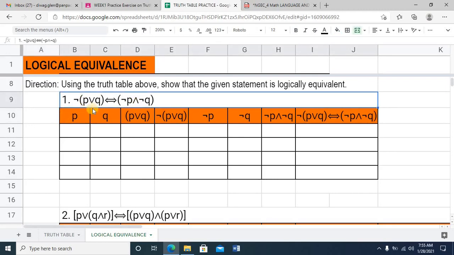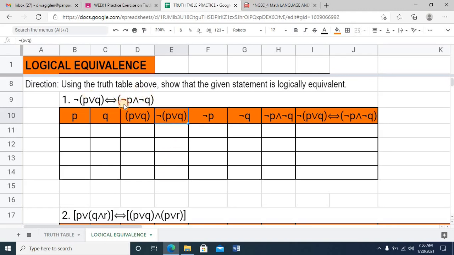So for number one, there are two sides of the statement, the left side and the right side of the statement. Check how many propositions. There are only two, meaning your first two columns would be the two propositions. Next, work on the left side of the statement. Work on the simplest quantity. This would be P or Q. So this is the column. Then followed by a negation of that column. So this would be the next column.